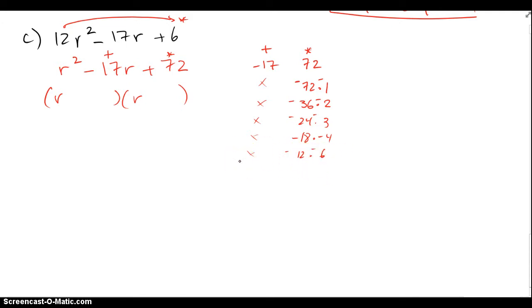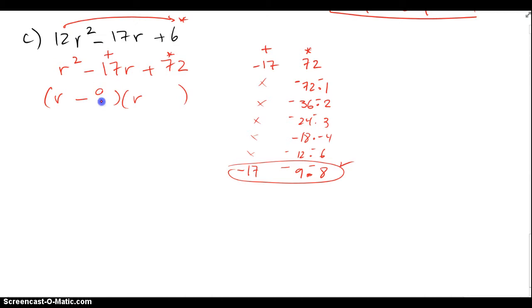Then I go on. Is 72 divisible by 7? No, it's not. Is 72 divisible by 8? Yeah, it is. So I have 9 and 8, both of them negative. That'll give me 72, and if I add them, they give me the negative 17 I need. So if your number is really big, just go through all the factors, divisible by 2, by 3, by 4, by 5, by 6, by 7, whatever it's divisible by, until you reach the number that works.